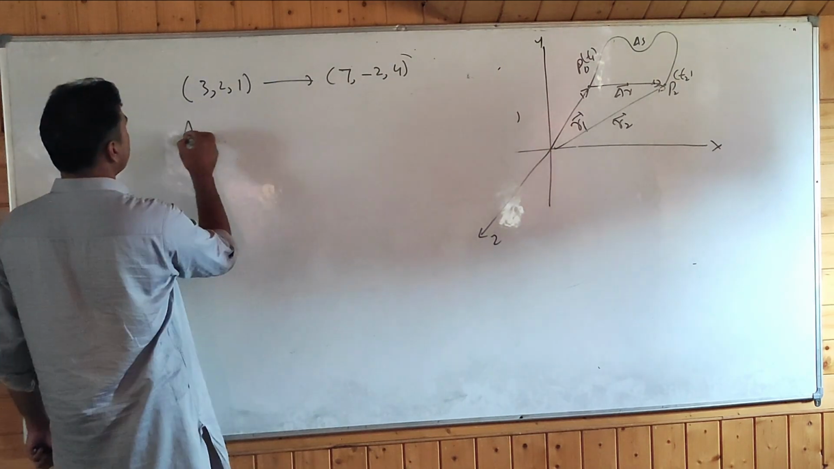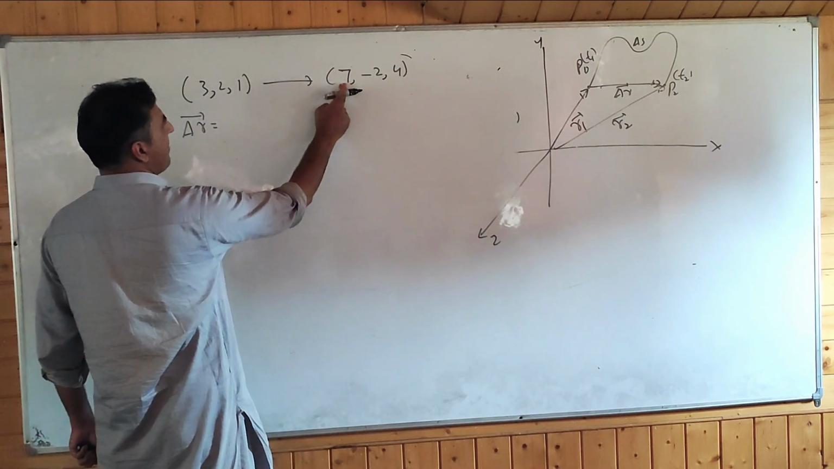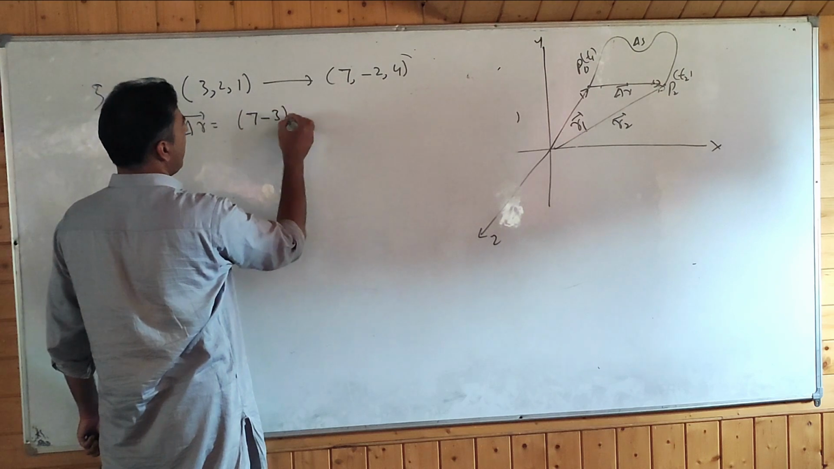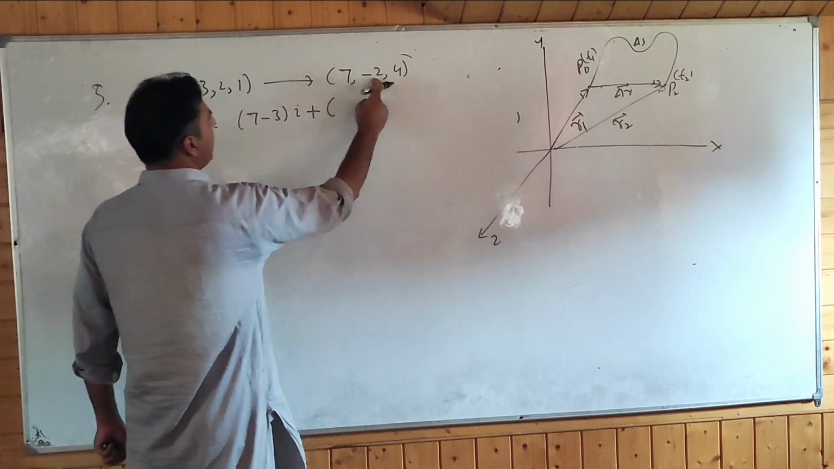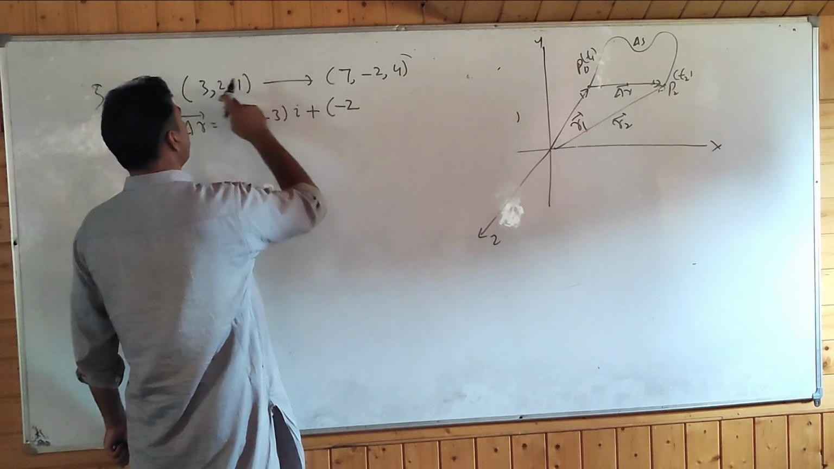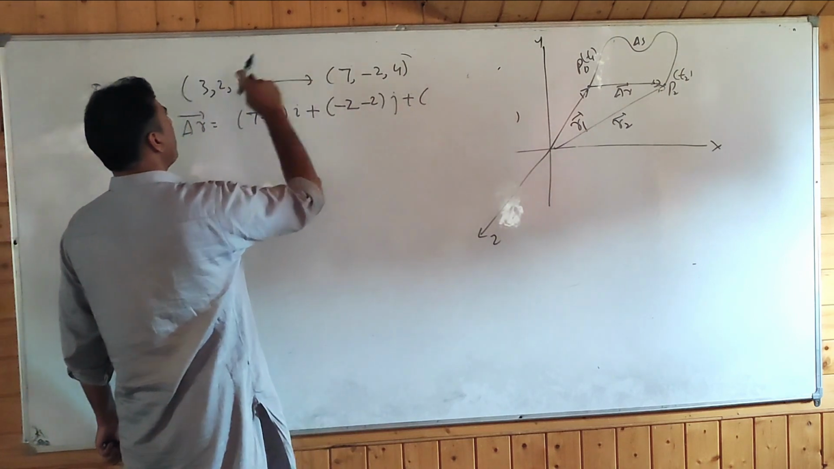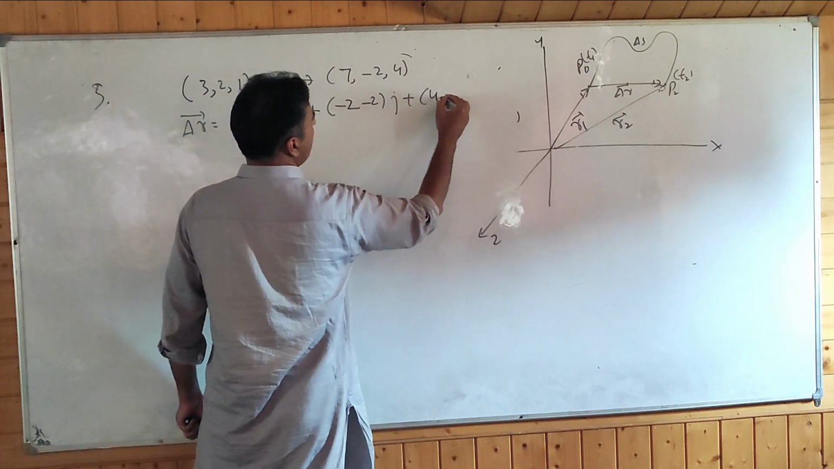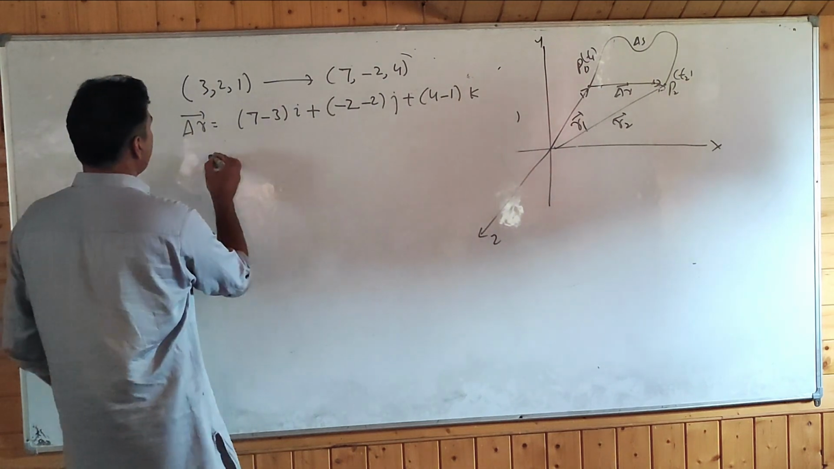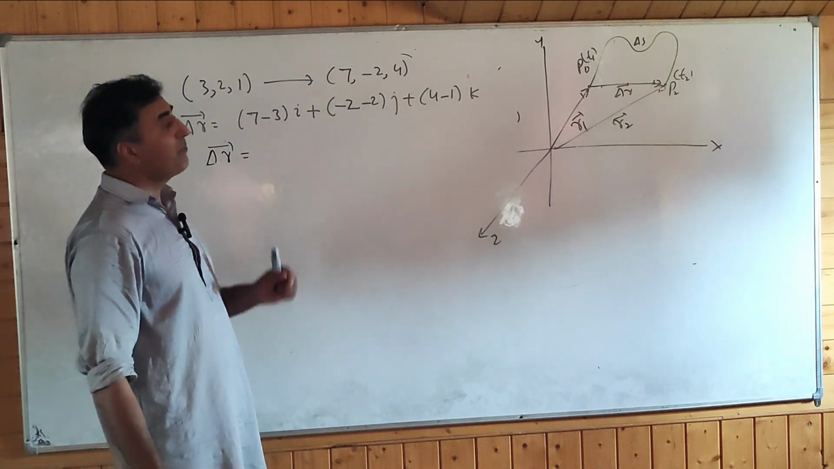What is delta R? Vector delta R. By the previous formula, final x position minus initial x position, that is 7 minus 3 i, plus final y position minus initial y position, that is minus 2 minus 2, j, plus final z position minus initial z position, that is 4 minus 1, k. So it becomes very simple now how to find displacement. It's a vector and you have to apply these rules to find the displacement because it's a vector.